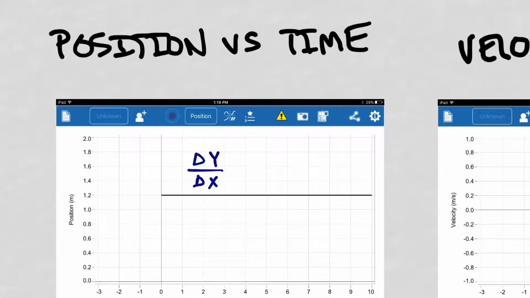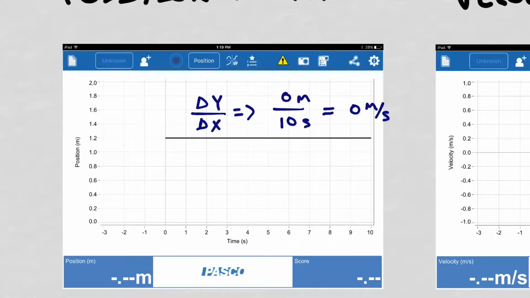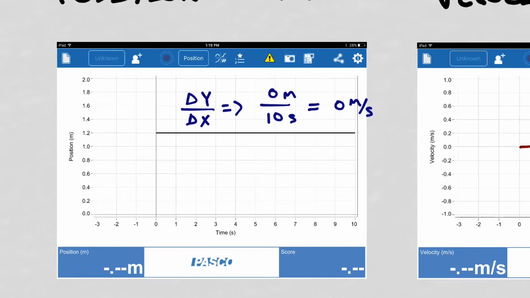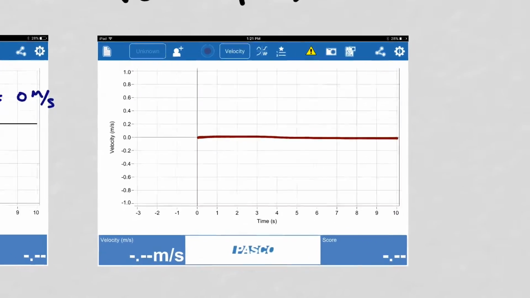Well, y doesn't change at all, so the change in y is equal to 0, divided by the change in x, which is 10 seconds. So this is 0 meters. So overall, our slope of this line is 0 meters per second. So that's our entire velocity, this whole thing. So we can just draw that right in here. 0 meters per second is our velocity. So again, the slope of this line is giving us the velocity.